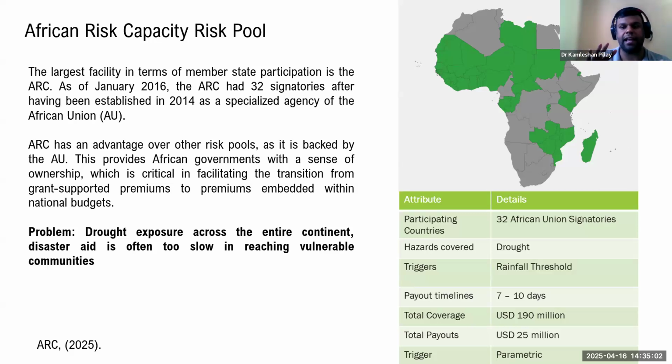So just to point out how it's different and maybe why it would be used, one of the problems that has been cited by the African Risk Capacity is this issue of disaster aid being too slow. I think there's also a question on whether countries should be dependent on disaster aid or whether they should be thinking about their own financial resilience. But this is exactly what a risk pool is envisioned to do. It's envisioned to provide financial resilience at times when there's a disaster.